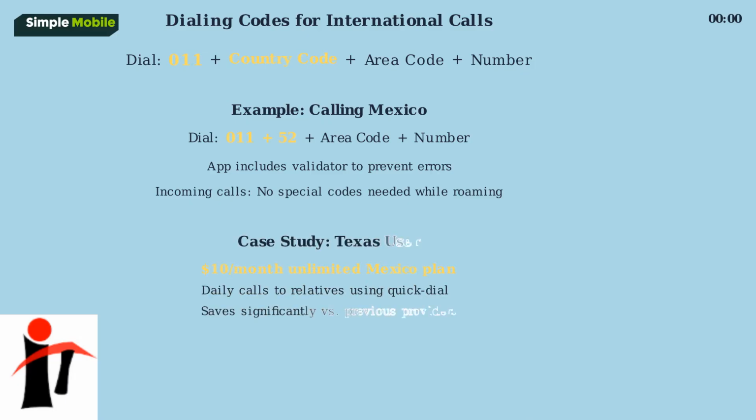Consider this case. A user in Texas adds the $10 per month unlimited Mexico plan for daily calls to relatives. Using the app's quick dial feature, they save significantly compared to previous providers.